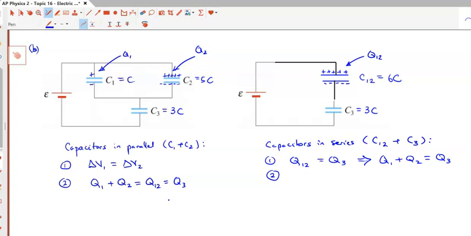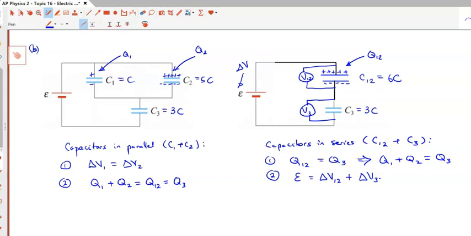In series, we also have another rule. We know that in parallel, the charges add, but in series, the voltages add. So if you were to hook up a voltmeter here, and call that voltage 1, 2, and then you were to hook up another voltmeter here, voltage 3, these two voltages will add to the total voltage across the battery. So the EMF, which you could think of as just the total voltage of the entire circuit, is equal to voltage 1, 2 plus voltage 3.